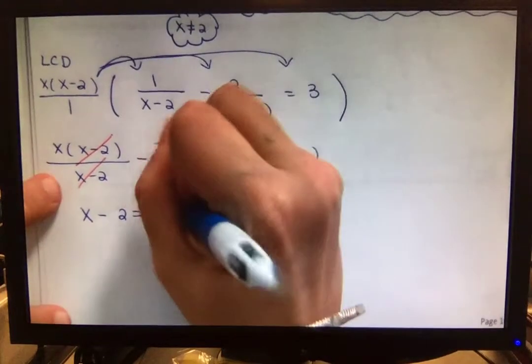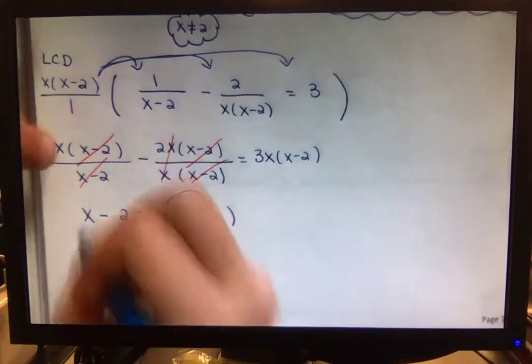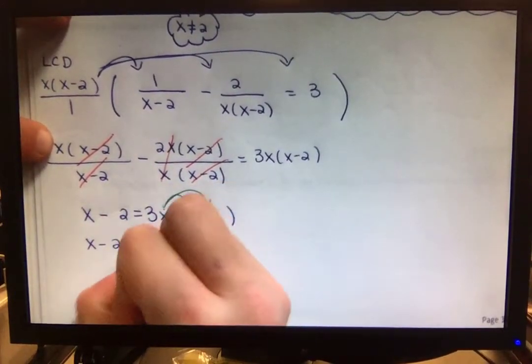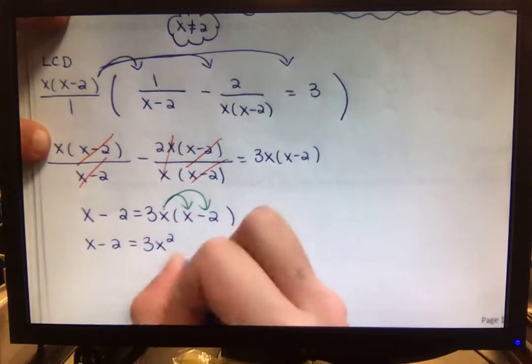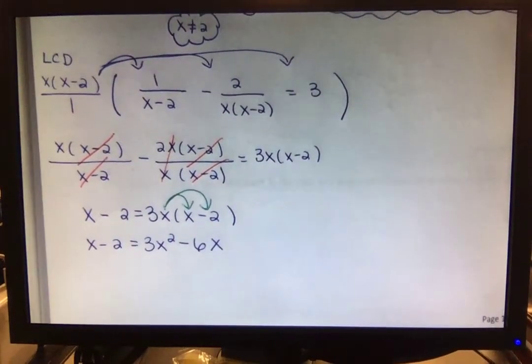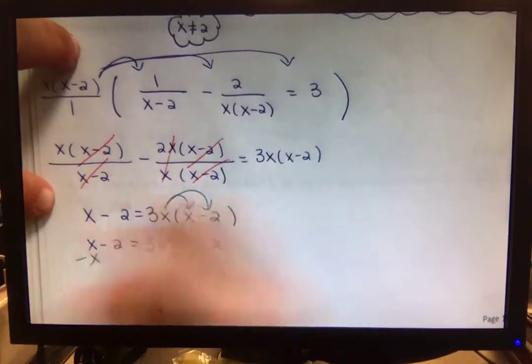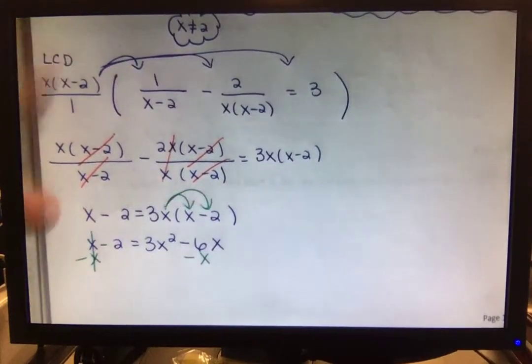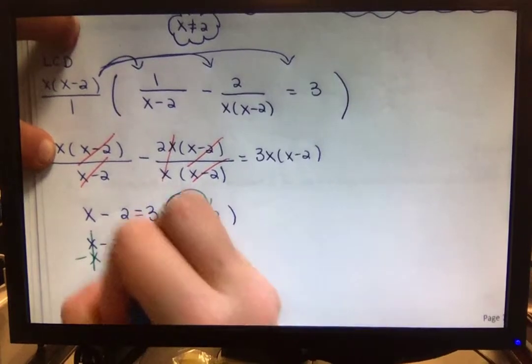We can distribute. So we have x minus 2 equals 3x times x is 3x squared. 3x times negative 2 is negative 6x. Did you divide that by x minus 2 each side? We can't divide, but you're close. I see that there's x's and stuff on both sides, so let's combine like terms. So let's subtract our x over here. I'm also going to add my 2 to both sides while I'm at it, because I'm running out of space. To get everything on one side.